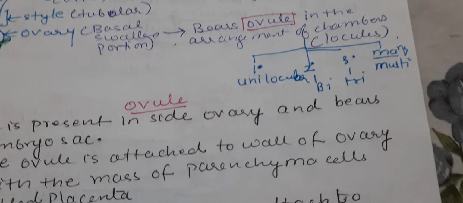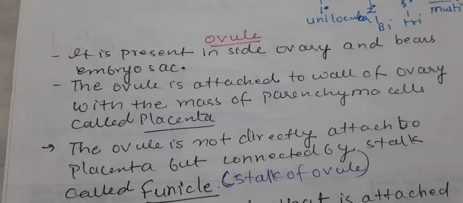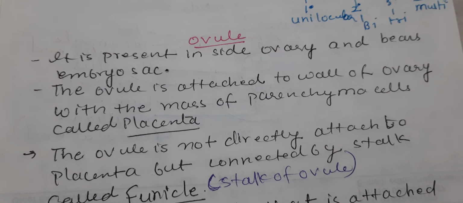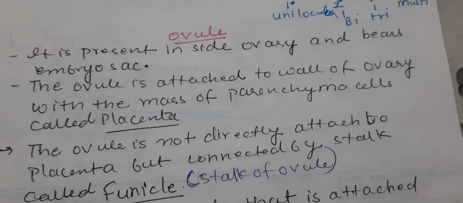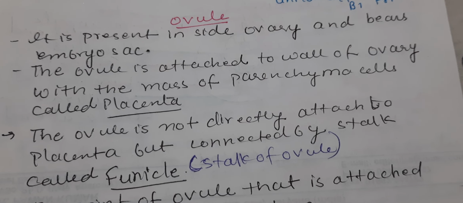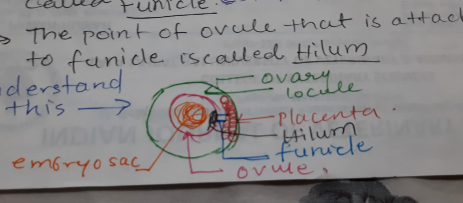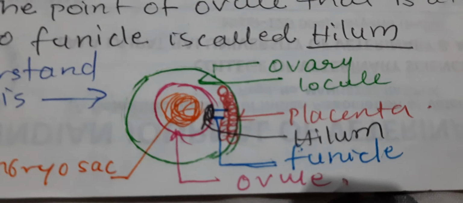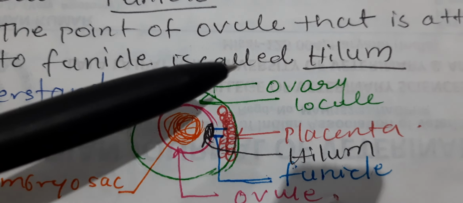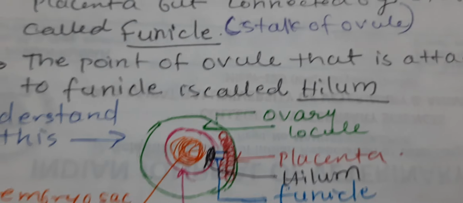Now let's see what is ovule and what is the structure of ovule and how the female gamete occurs in ovule. So ovule is present inside the ovary and bears the embryo sac. The ovule is attached to the wall of ovary with a mass of parenchyma cells called placenta. So here you can see this structure is called ovule, and then you can see it is present inside the ovary. Okay, and then space is there which is called locule.